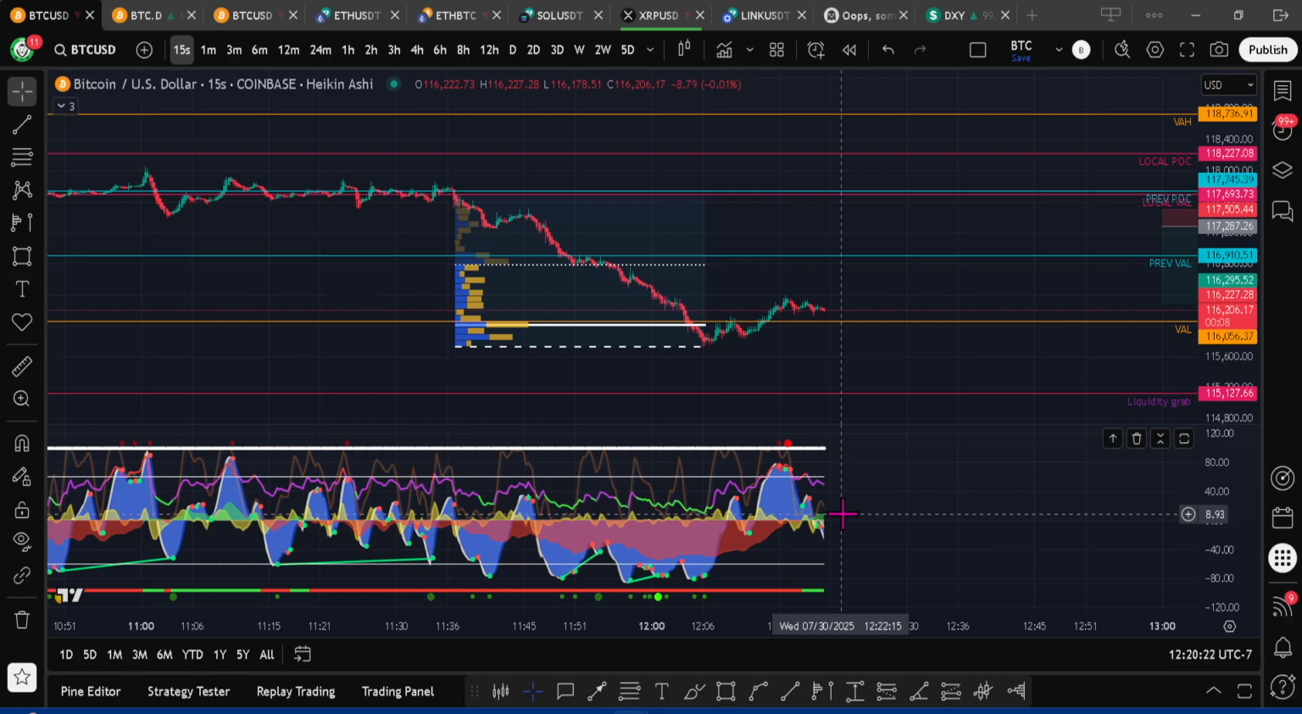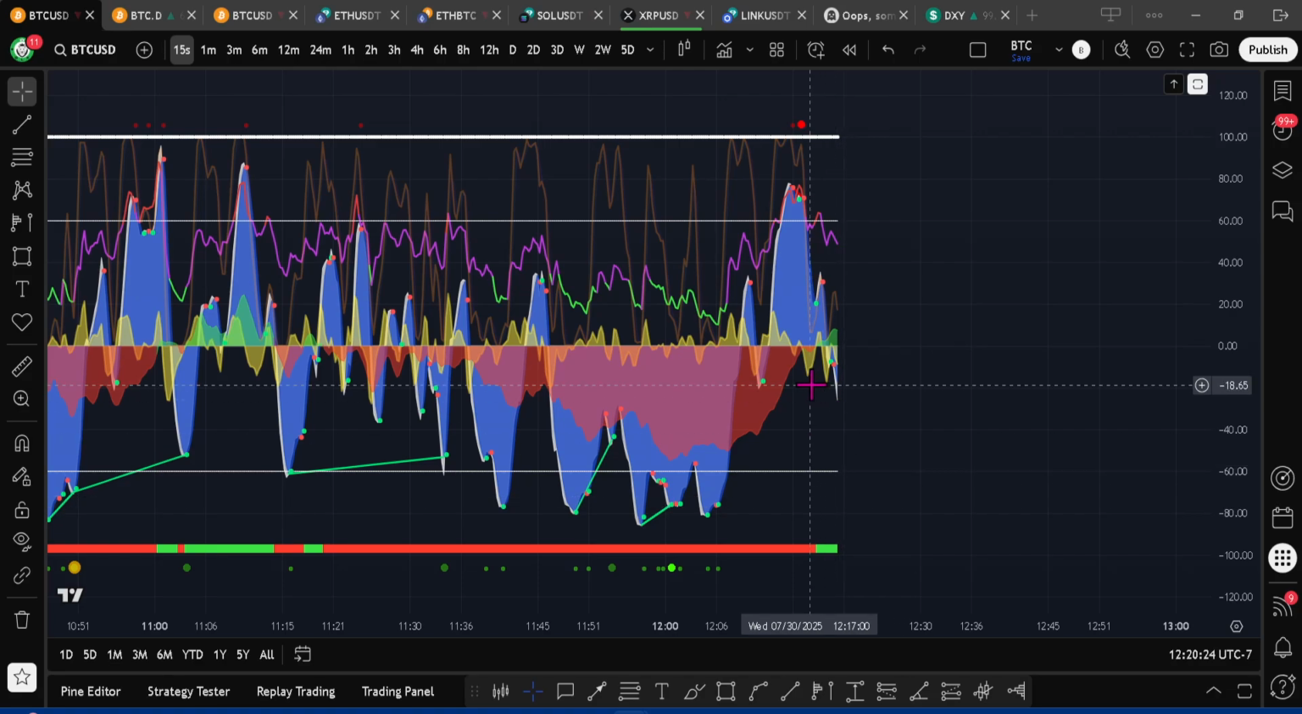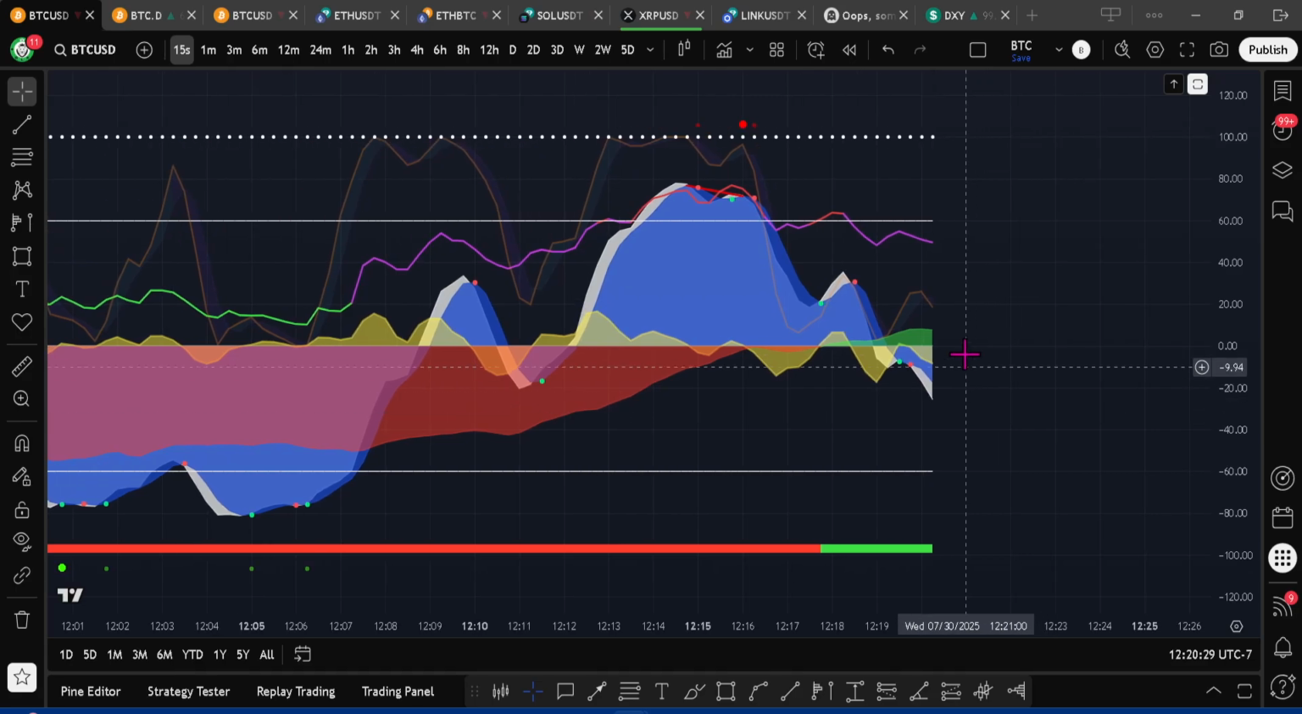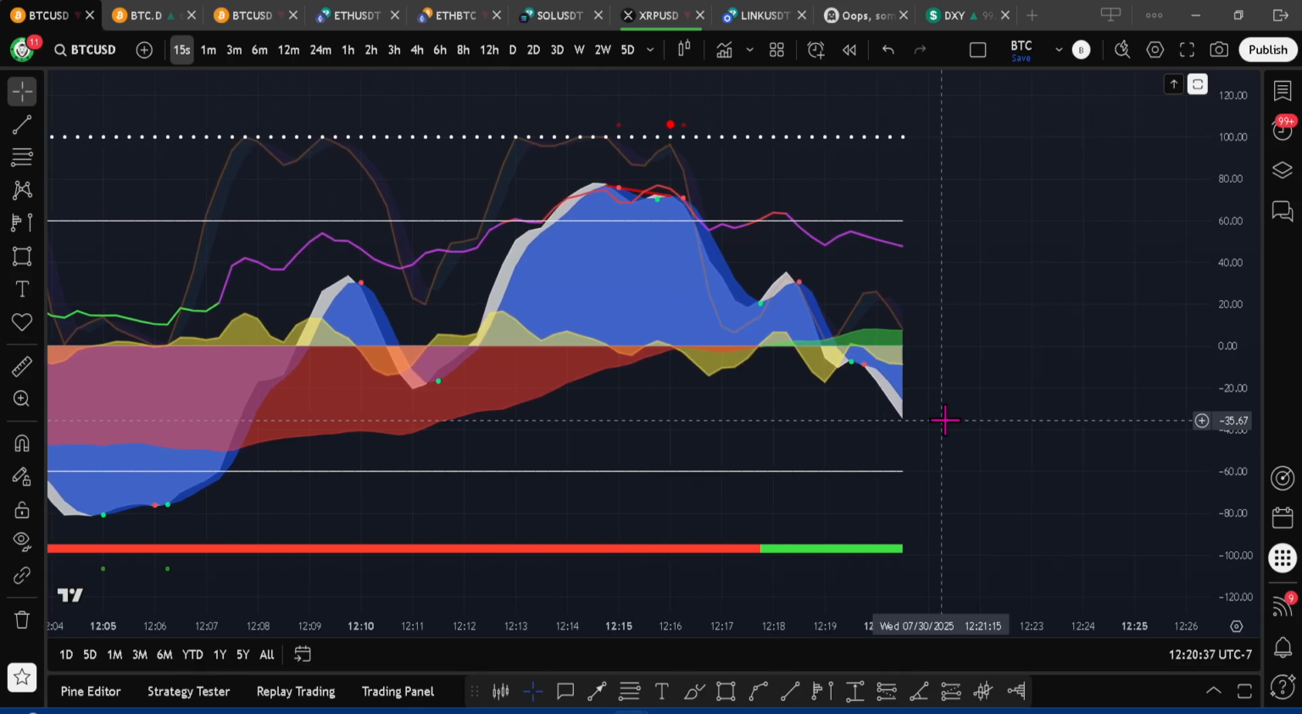What we're waiting for here now is really, we see the money flow increasing. This is only on the 15 second. The RSI is coming down. Momentum waves busting open to the downside.